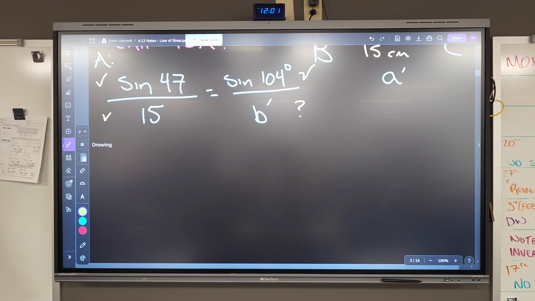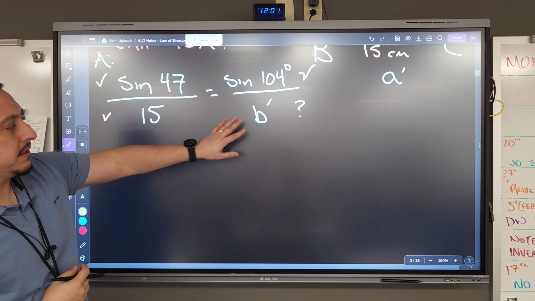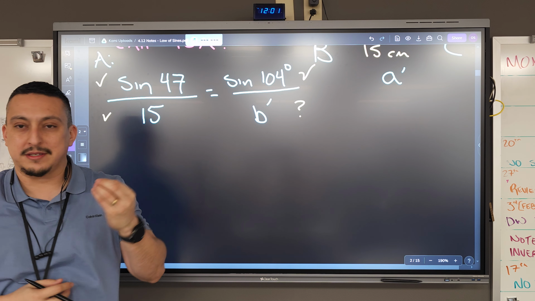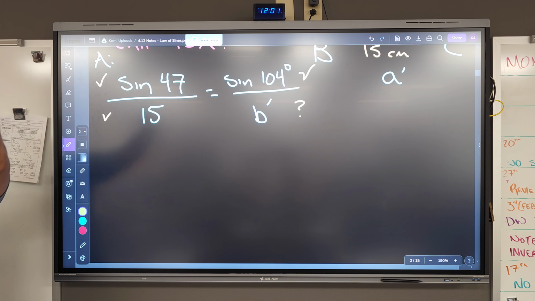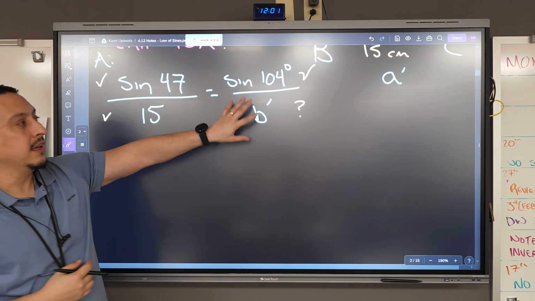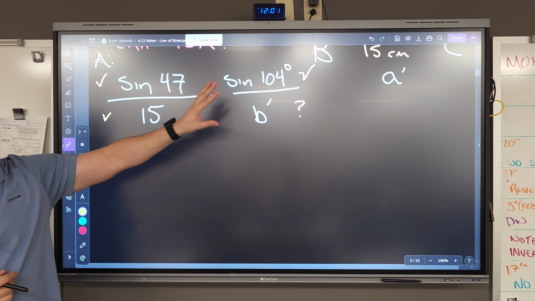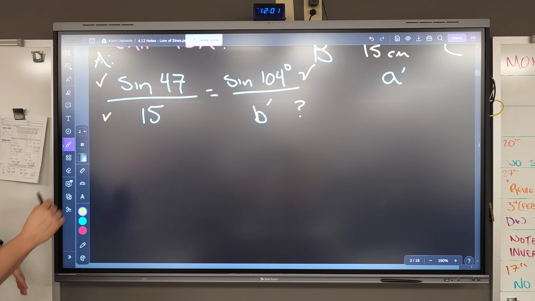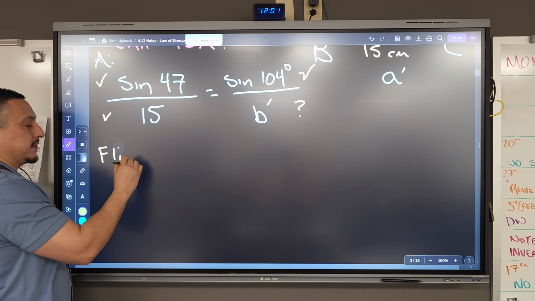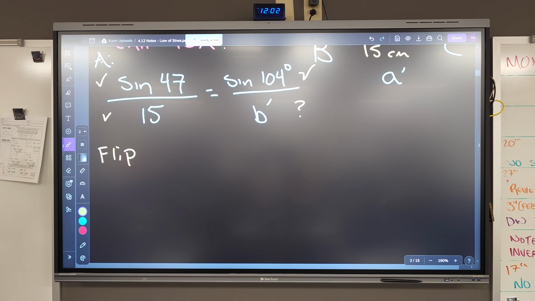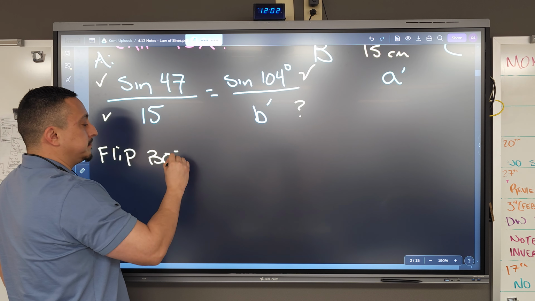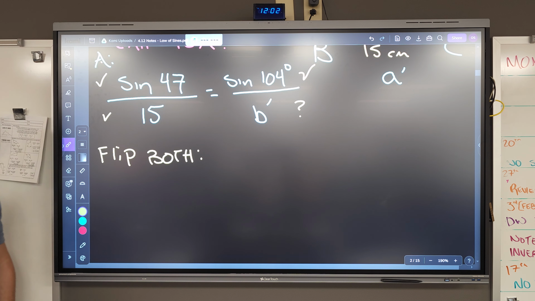It's going to be weird. Usually, not usually, you never want the unknown at the bottom, so you've got to bring it to the top. You guys know how to do that. You multiply both sides by B, then you would divide by this, multiply by this. But there's a little shortcut, and this is going to seem like wizardry stuff, but you can flip fractions as long as you do it to both. So here's what I mean. It's completely mathematically legal. Watch.